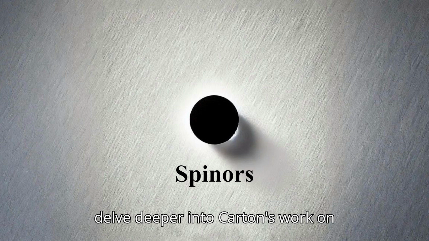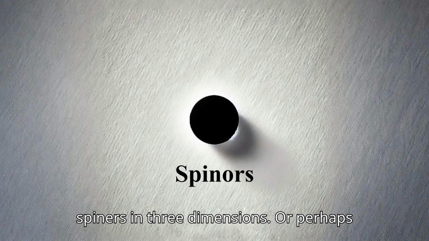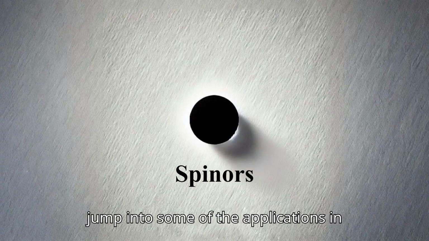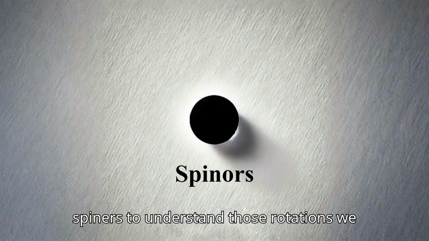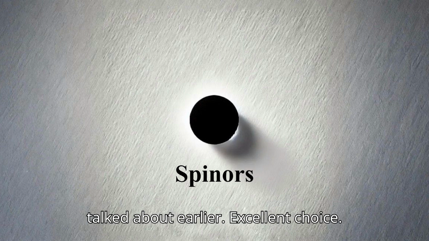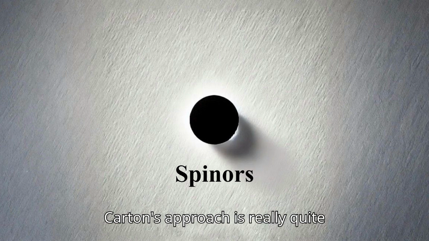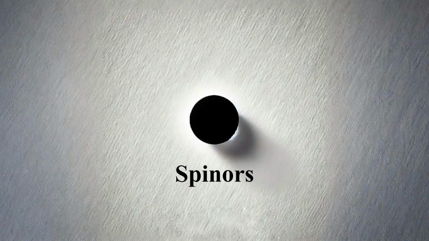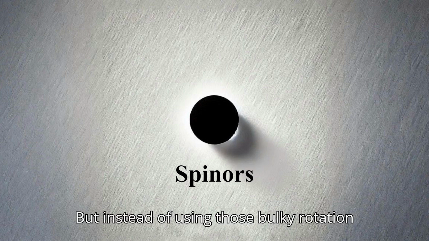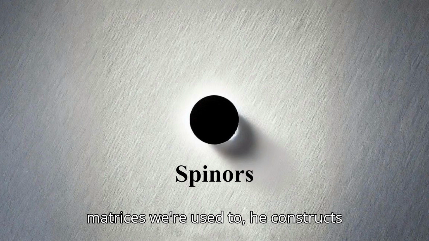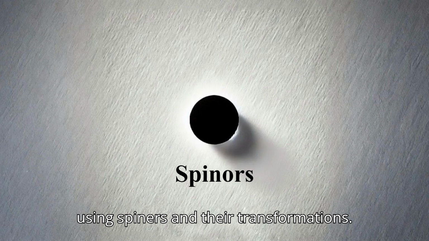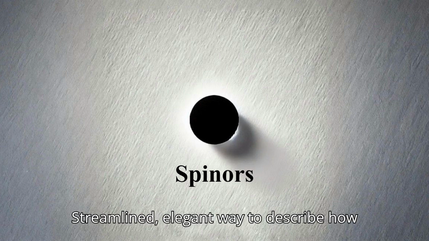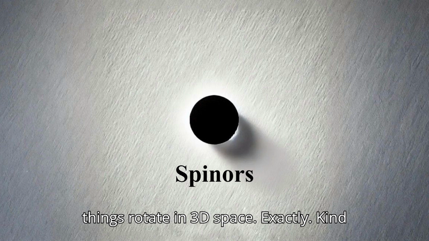We could delve deeper into Cartan's work on spinors in 3 dimensions. Or perhaps jump into some of the applications in physics. Let's stick with Cartan for now. Okay. I'm curious to see how he uses spinors to understand those rotations we talked about earlier. Excellent choice. Cartan's approach is really quite elegant. He shows how to represent rotations in 3D using spinors. But instead of using those bulky rotation matrices we're used to, he constructs these linear representations of rotations using spinors and their transformations.